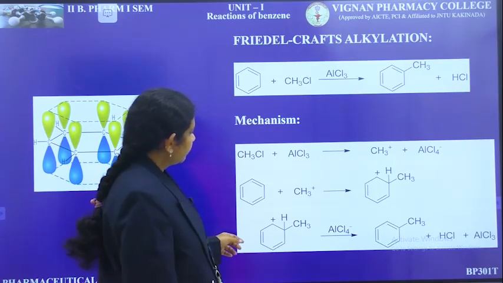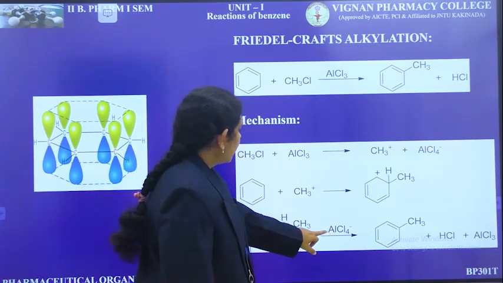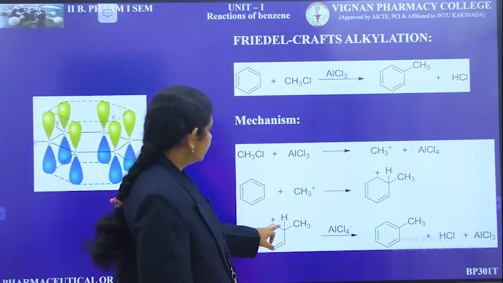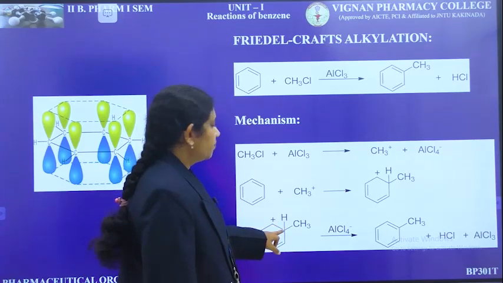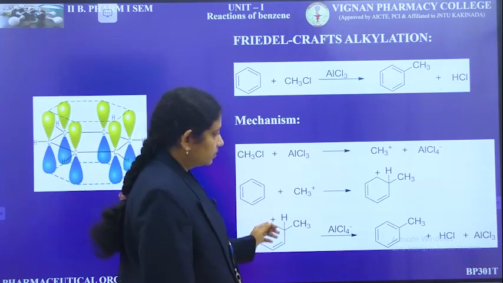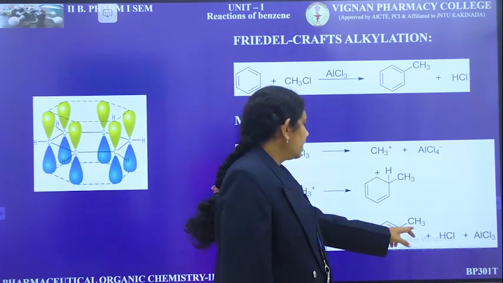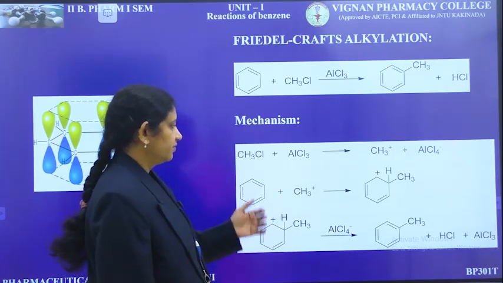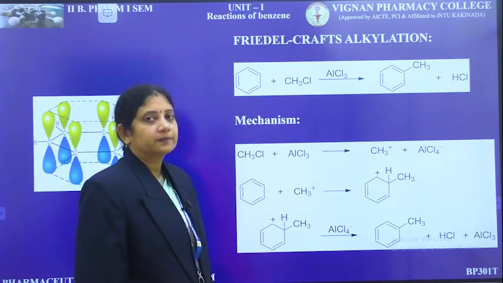And finally, the halogen atom will abstract the proton where the methyl group is attached on this carbon atom, so that way it can convert into methyl benzene or toluene with the release of HCl.